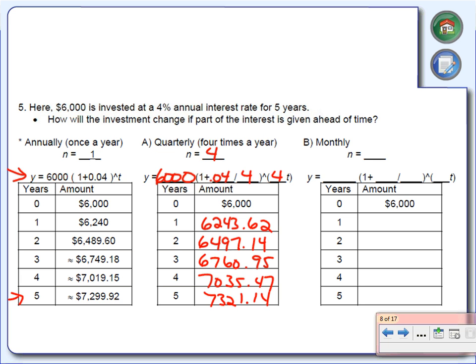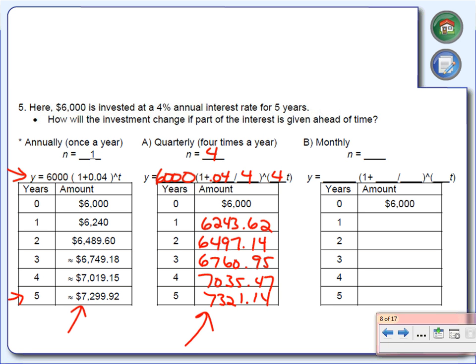Now notice on this one, I still invested $6,000. I still was looking at an interest rate of 4%. The only difference is we did this quarterly, or 4 times a year. And notice what that did. This first one over here, after 5 years, we're going to get back $7,299.92. But if you look at this one over here after 5 years, look how much I'm getting back this time. $7,321.14. How is that? I put the same amount of money in.